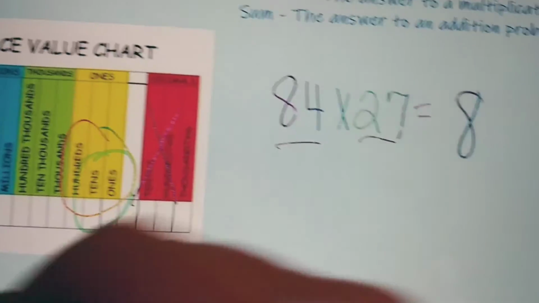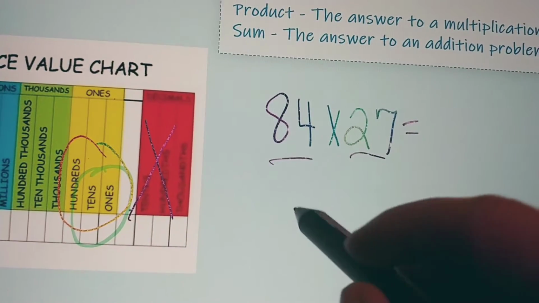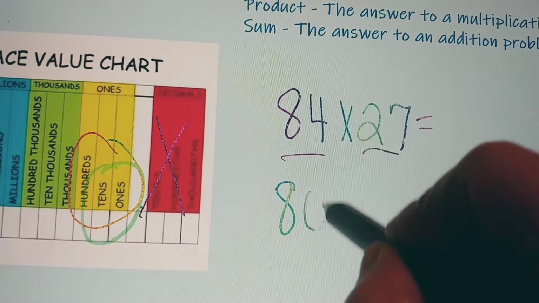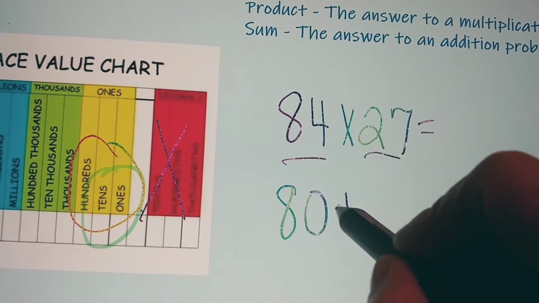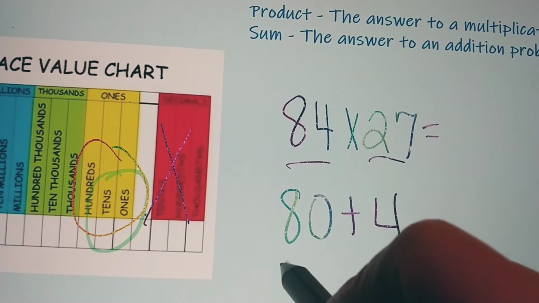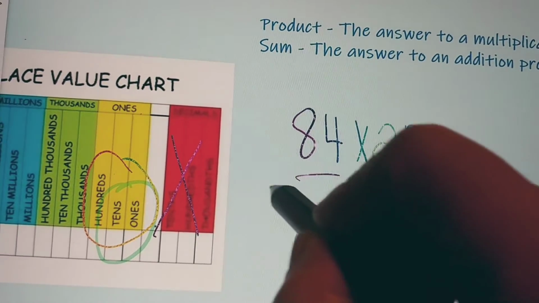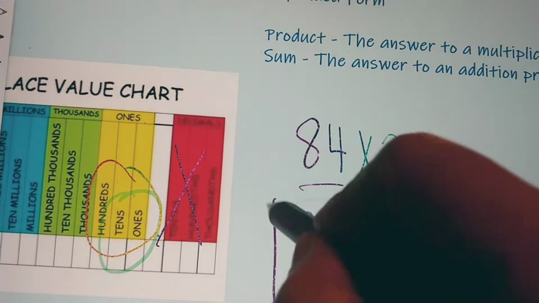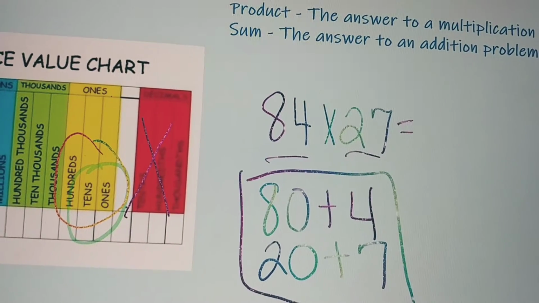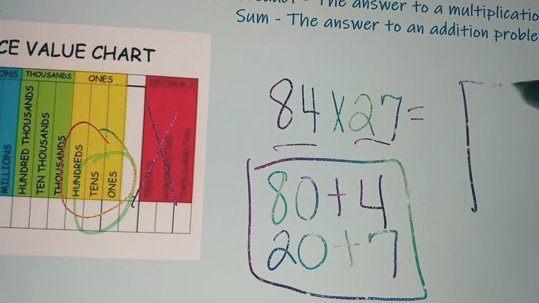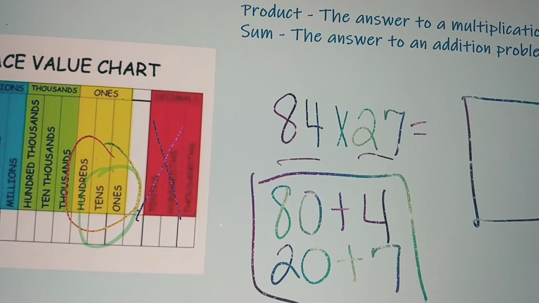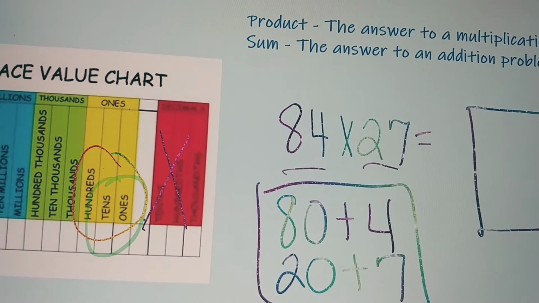Okay, oops, I'm going to mess up. I already did. Okay, so we have 84, which is 80 plus 4, and 27 is 20 plus 7. We have 4 digits, so we're going to draw a box right here with 4 spots.